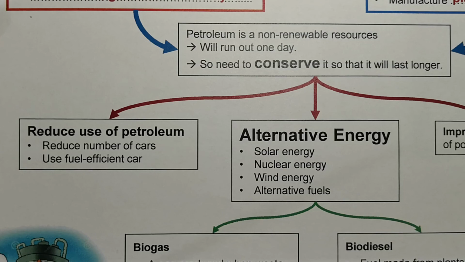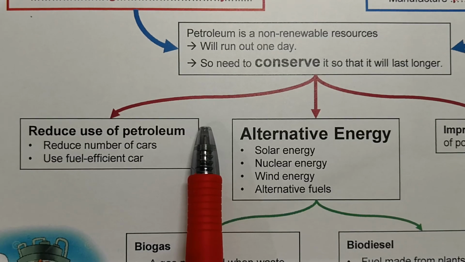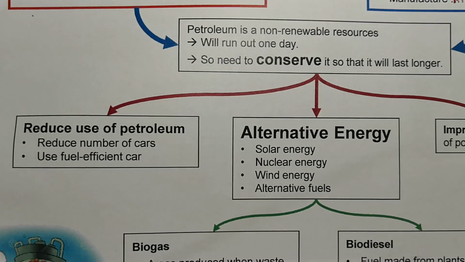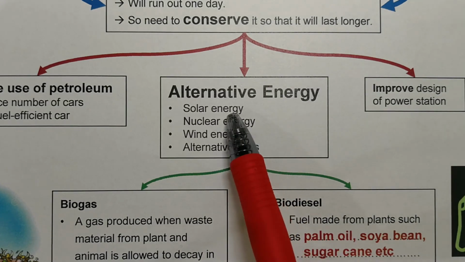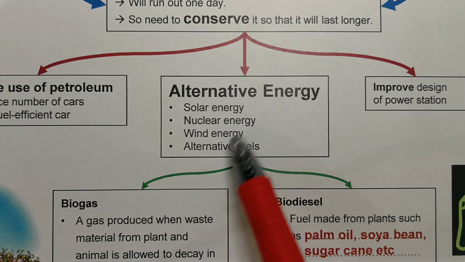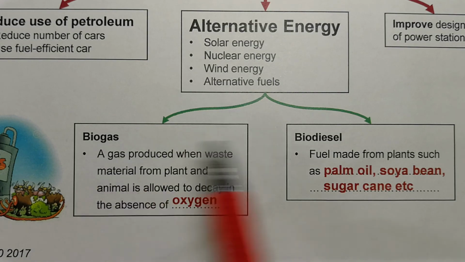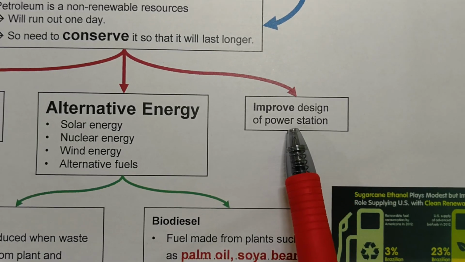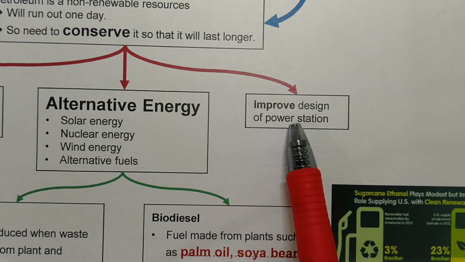How do we conserve it? There are many different ways. Reduce use of petroleum, like I mentioned, reduce the number of cars, encourage the use of public transport, use fuel efficient cars, for example, hybrid cars. Then of course another way would be using alternative energy. What do you mean by alternative energy sources? For example, solar energy, nuclear energy, wind energy, and other alternative fuels like biogas and biodiesel. Okay, what do you mean by biogas and biodiesel? The description is here, so you can take a look. And also of course improve the design of a power station so that using less amount of petroleum will be able to generate more electricity.